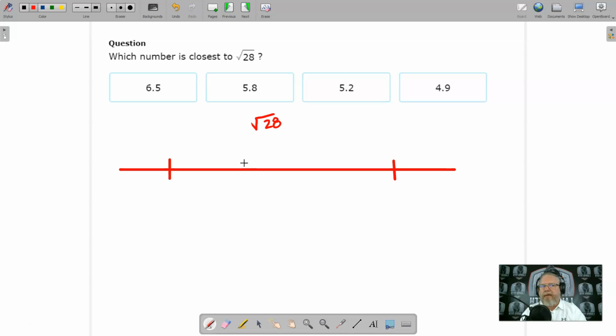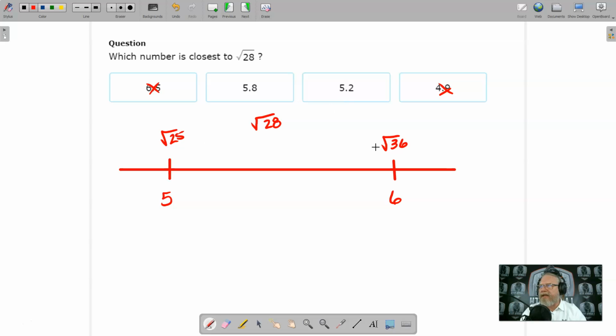What's the perfect square that's below 28? That's going to be 25. 25 has a square root of 5. And the next perfect square is going to be 36, and that has a square root of 6. So 28, where does it fall between 25 and 36? Well, right now we know it's going to be 5 point something because it's in between there. So we can rule out 4.9, and we can rule out 6.5. It's going to be either 5.8 or 5.2.